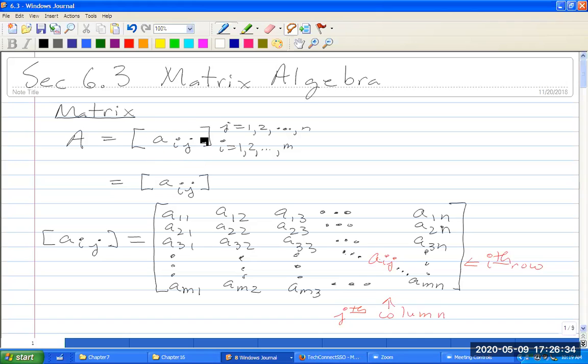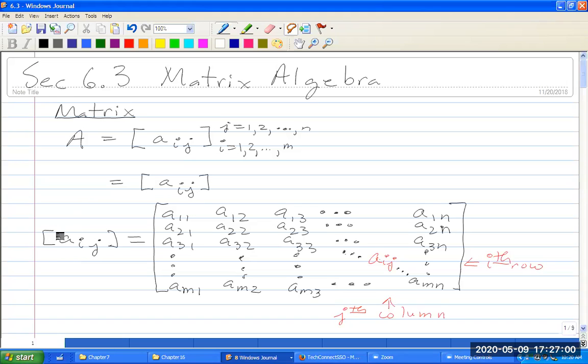It consists of some numbers, a sub ij, for i going from 1 to m, and j going from 1 to n. I will usually denote it in general as follows. And so this is a matrix whose ith, jth entry is a sub ij.